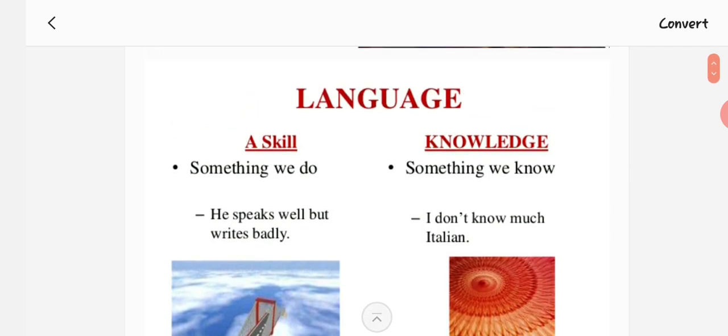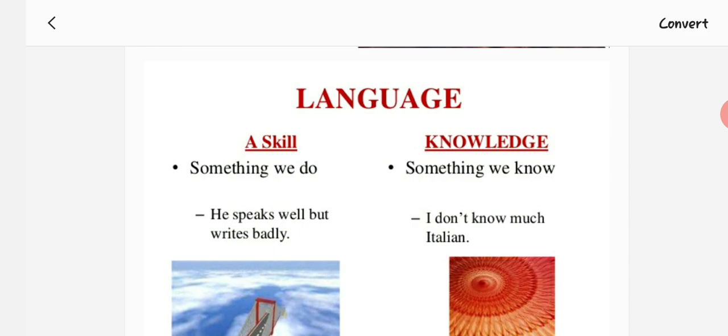We will discuss the language here as language is basically a skill and it's a knowledge. Skill means something we do sometimes, like he speaks well but writes badly. Similarly, language consists of knowledge, something that we know about.